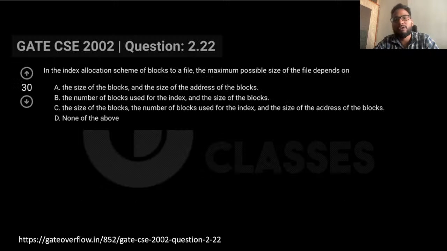Okay. Now let's do the question that has been asked in GATE. Now, what they're asking: in an index allocation scheme of blocks to a file, the maximum possible size of the file depends on what? Can you solve this question? The maximum possible size of the file will depend on, just try solving this question.